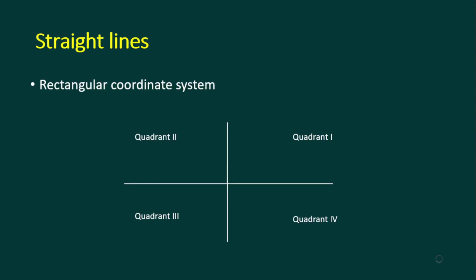So now let's move toward our next topic and basically our next chapter, that is straight line. Before beginning with the straight line, let's understand the rectangular coordinate system. This is basically a 2D system. So here we have x-axis and y-axis.